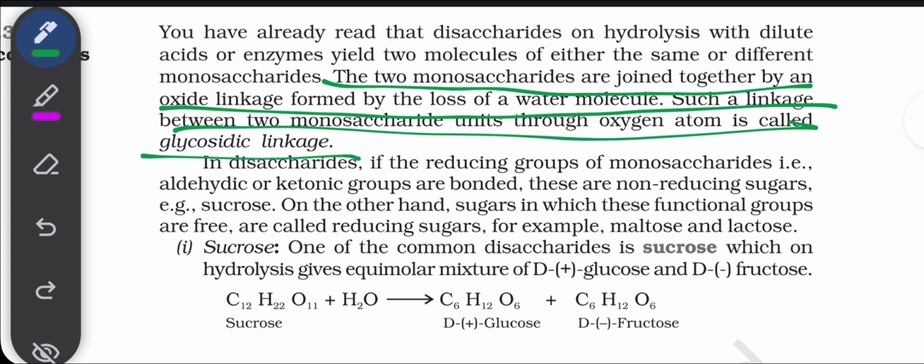In disaccharide, if the reducing groups of monosaccharides, that is aldehyde or ketonic groups, are bonded, these are non-reducing sugars. Example, sucrose. On the other hand, sugars in which these functional groups are free are called reducing. For example, maltose and lactose are reducing. Only non-reducing given in NCERT is sucrose.